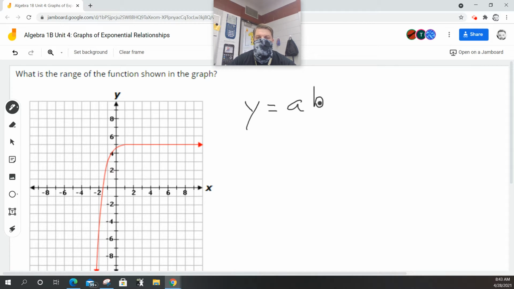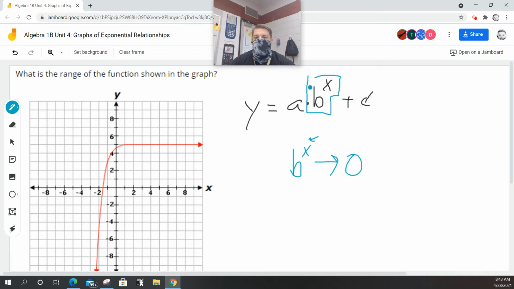A times b raised to the x plus c or d, depending on which book you're looking at. But what happens is this, whatever b is, that x can be positive, it can be negative, but when it's negative, it becomes a fraction. But at some point in time, my b raised to the x approaches the value of 0, depending on whatever I plug in for x.